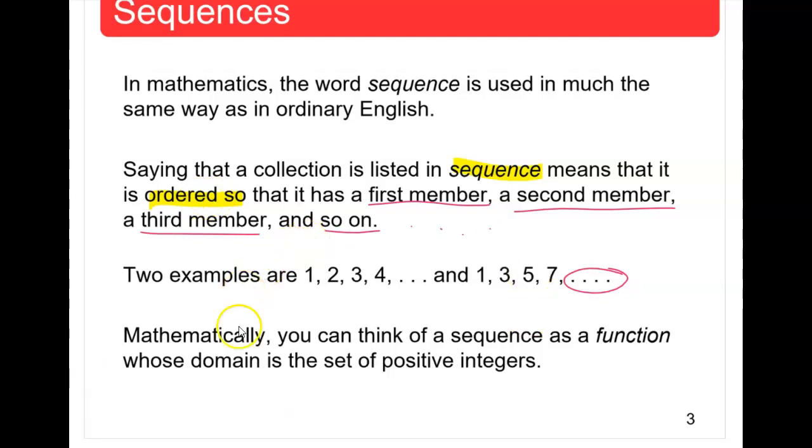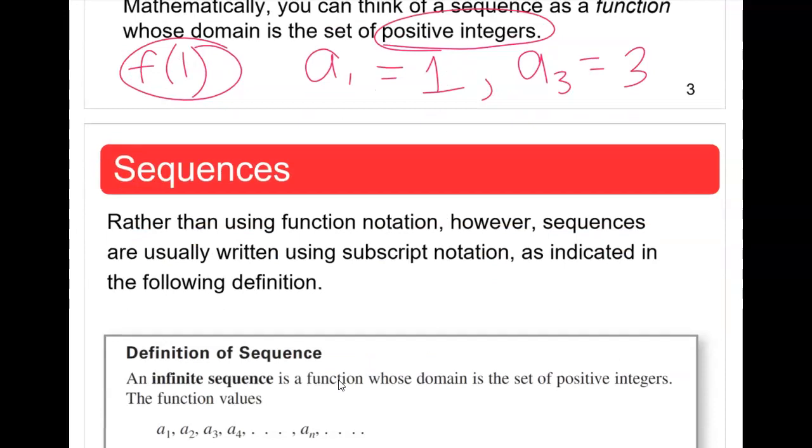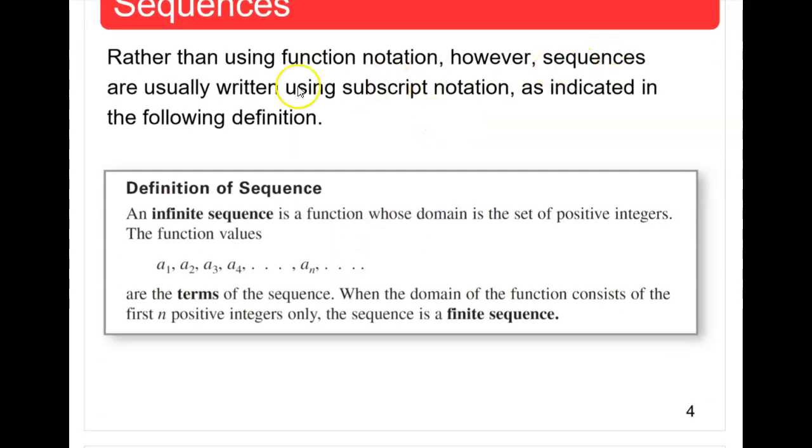So mathematically, you can think of a sequence as a function whose domain is the set of positive integers. Instead of using the notation f of 1 for functions, with sequences we will use a sub 1, for example, to denote the first term. In this sequence, it happens to be number 1. So if I ask you what is a sub 3, it will be the third member, which will be number 3. Rather than using function notation, sequences are usually written using the subscript, as you could also see here in the definition.